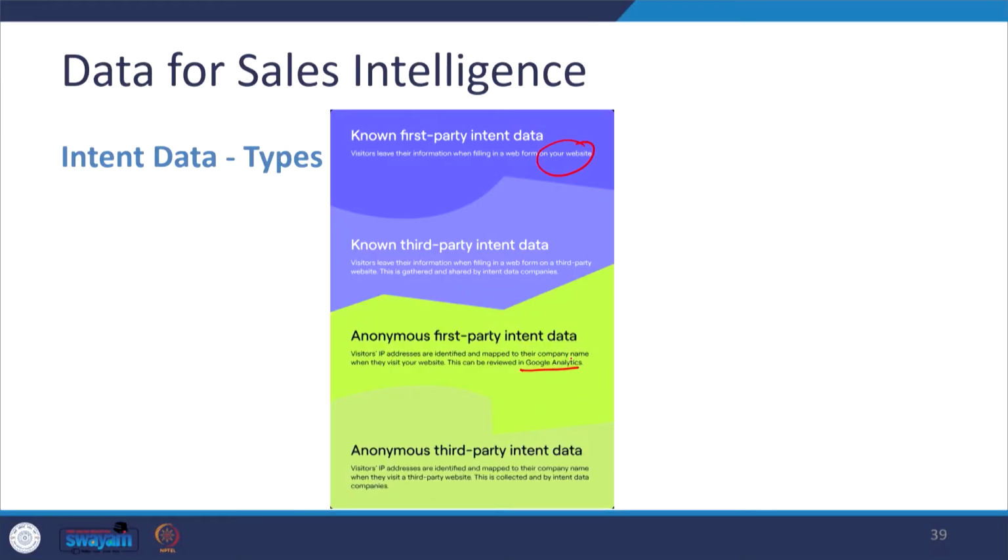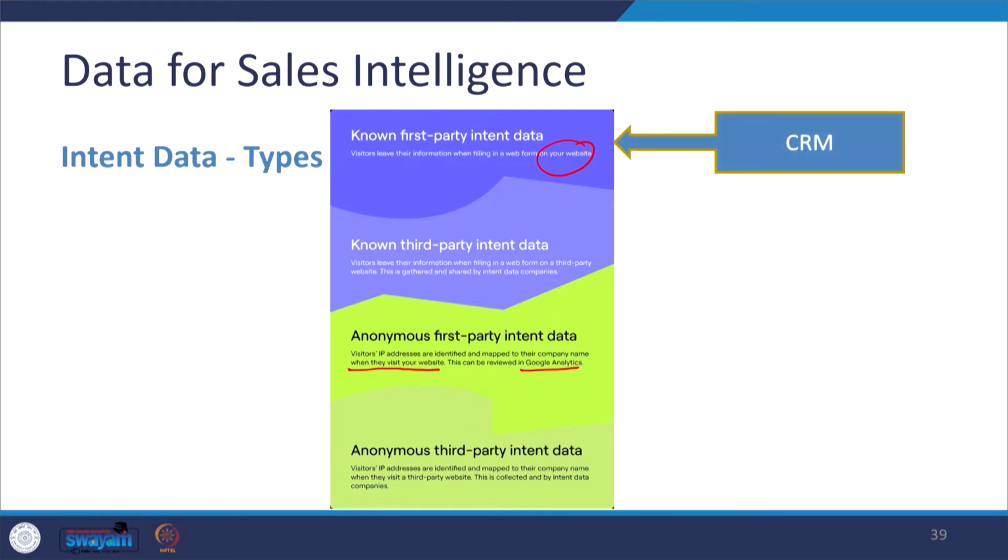Anonymous first party intent data is when someone just visited your website and has not filled up any form. So how will you know that? Here you can make use of Google Analytics. For example, visitors' IP addresses are identified and mapped to their company name when they visit your website. So you can track which IP addresses you are getting traffic from. Similarly, there is another version of the same, anonymous third party intent data. Here again, there are different vendors which can provide you that kind of data.